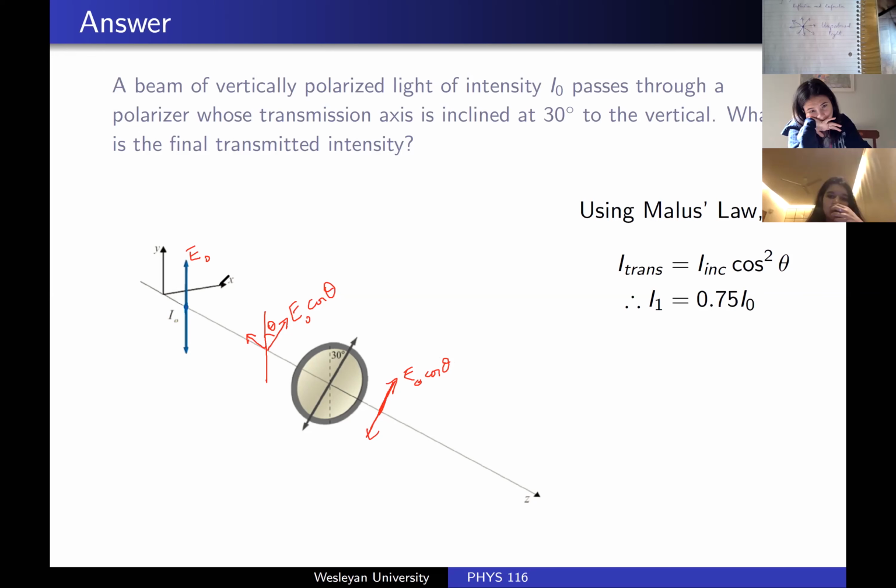So we see that the total electric field magnitude has dropped. And remember that we showed that the intensity is proportional to the square of the electric field. And so we get that the transmitted intensity is going to be the incident intensity times cosine squared theta. Questions?